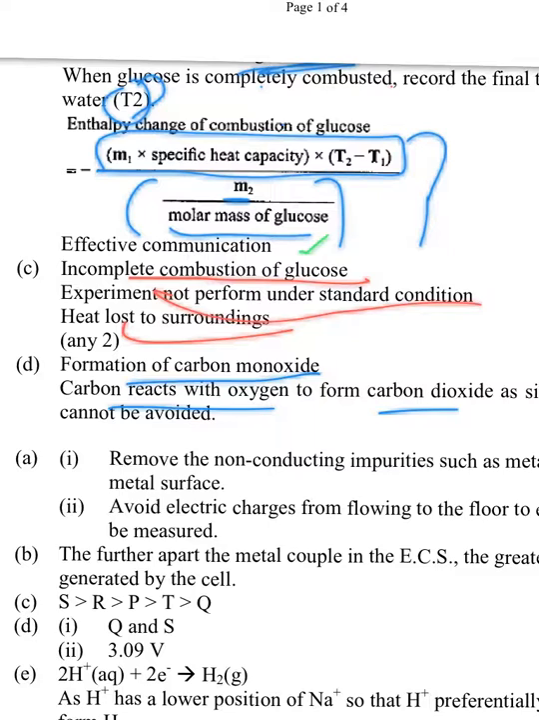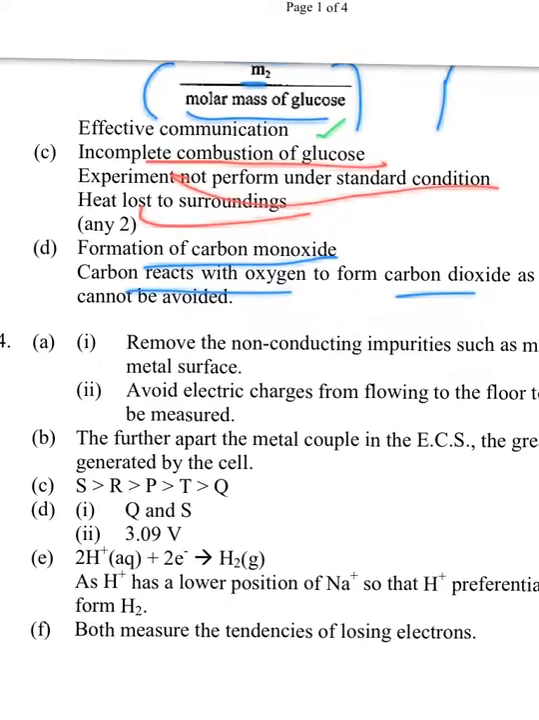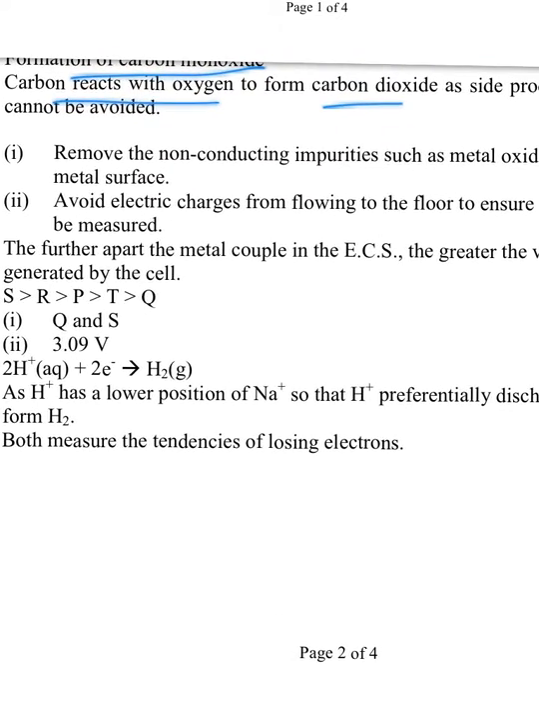Now this is question number 3. Now we move on to question number 4. It's about the chemical cell, using different metal couples. And the first one, part A1, why we need to clean the metal strip with sandpaper? Many of you write down removing impurities, but I want you to specifically answer with this word, metal oxide. In fact, for all impurities on the metal surface, suppose metal oxide only.